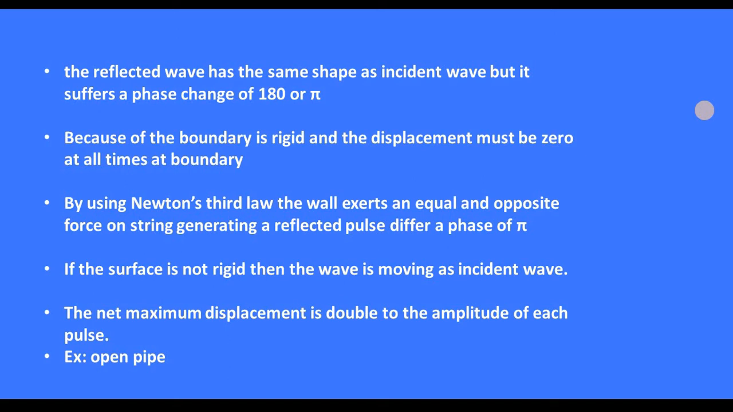In this case, when the refraction happens, the amplitude becomes double because it enters into another medium. The example for this is an open pipe. So these are the examples for the reflection of waves.